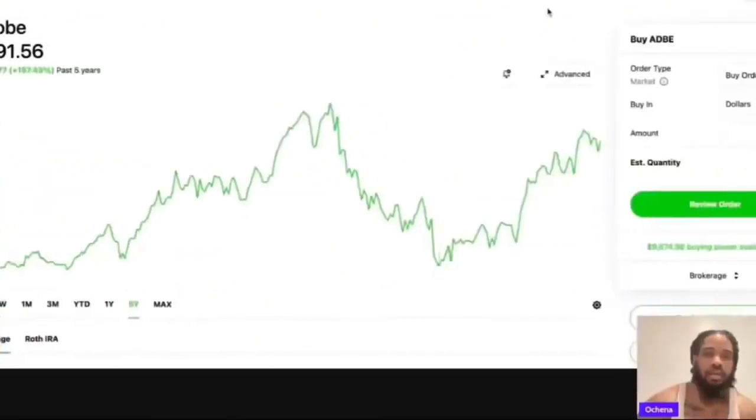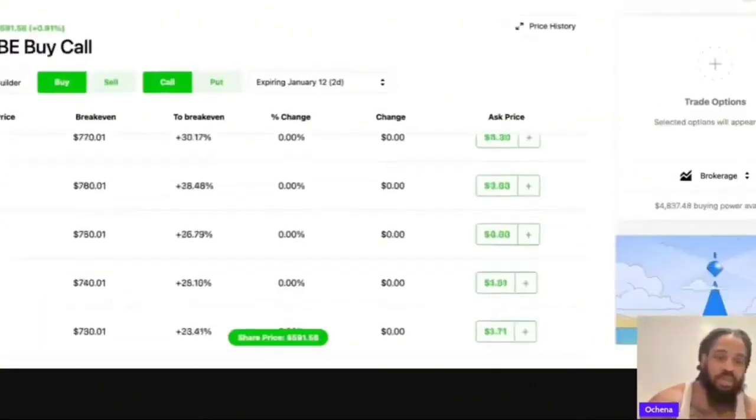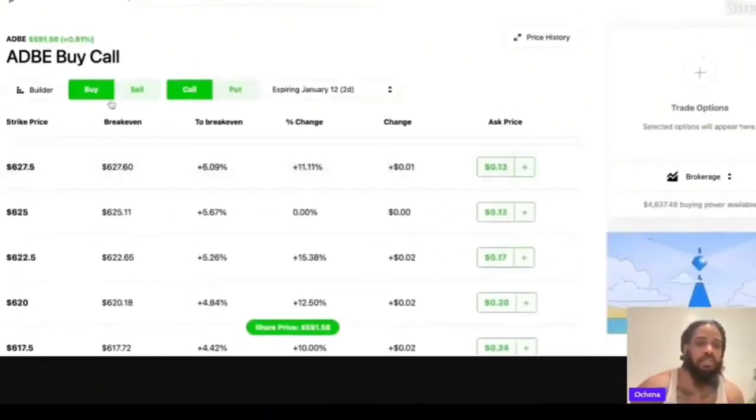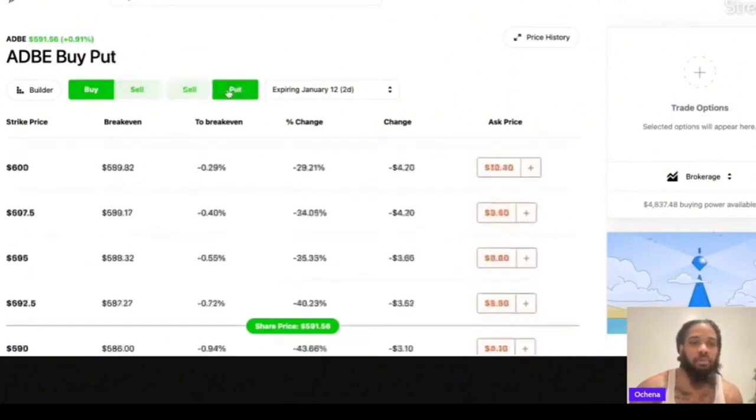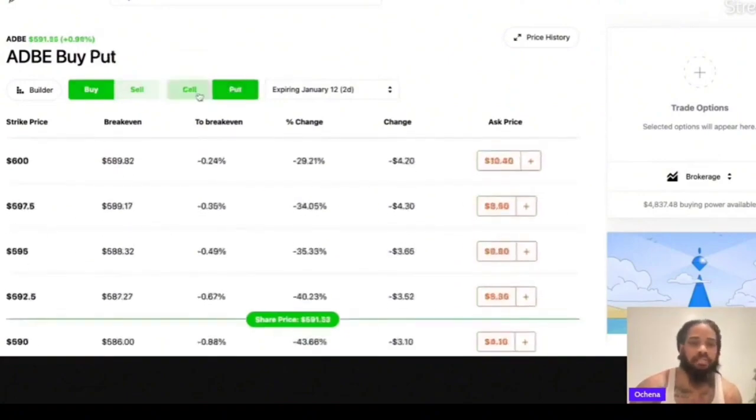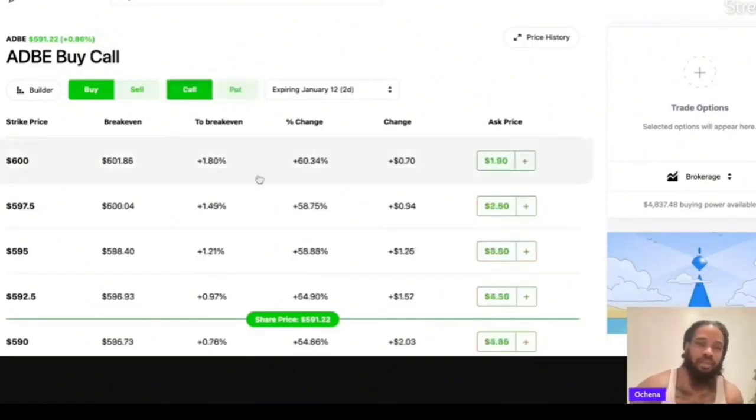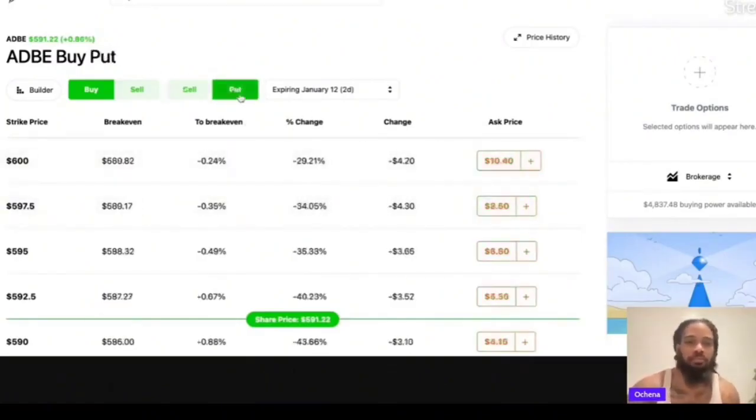Let's look at this option right here, the Adobe. So we're going to go to the option section, click on trade options, and as you can see, it says we could buy right here. So we could buy either calls or puts. So remember, guys, call means that you're betting that the stock, Adobe stock, is going to go up, and put means that you're betting that it's going to go down.